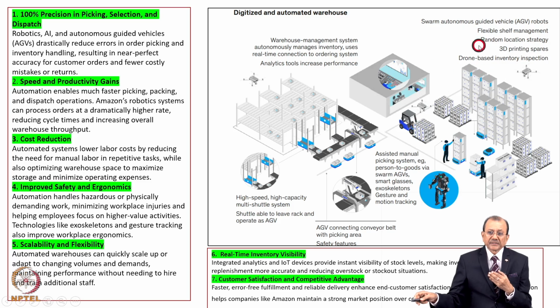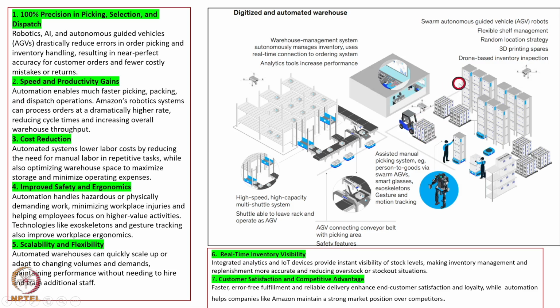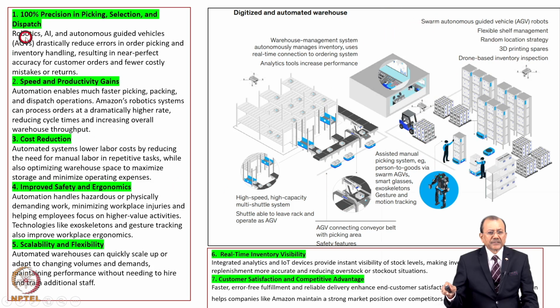But this operation is highly automated with the help of robotic arms and a lot of software. If you see the entire operation, the kind of value it is adding to the business, I have tried to capture this value in these 6 or 7 items, like 100% precision in picking, selection and dispatch. Robotic and AI autonomous guided vehicles, AGVs we call them, drastically reduce errors. Speed and productivity gain. We all know about cost reduction, because manual intervention has been minimized.